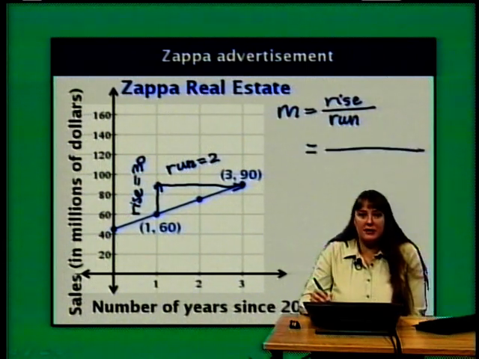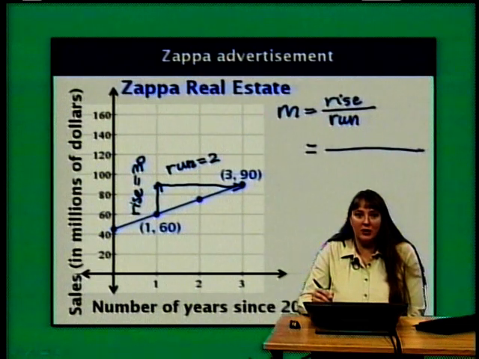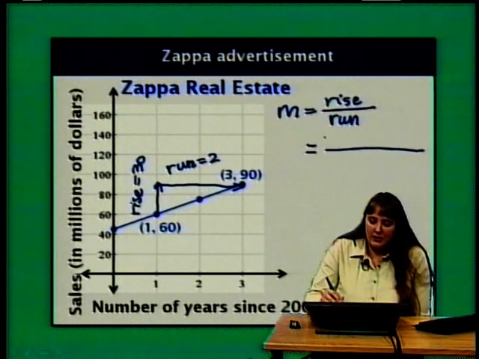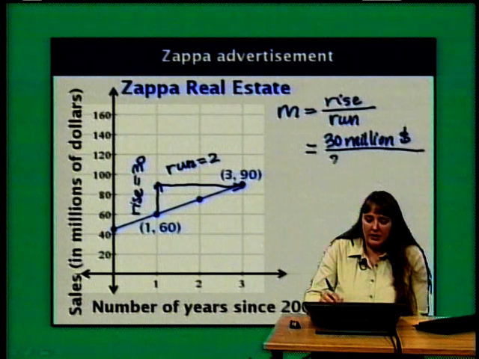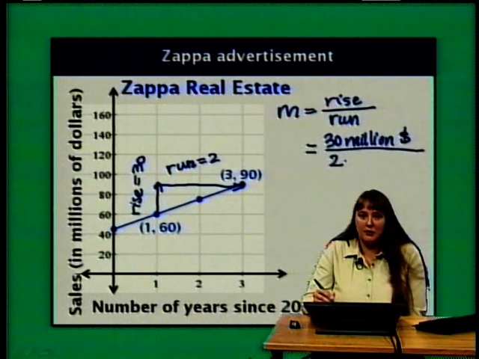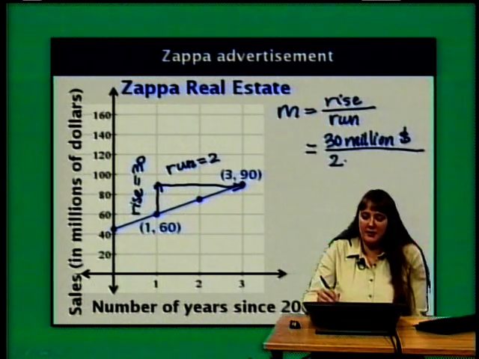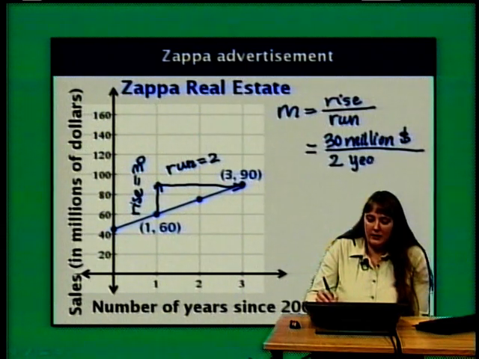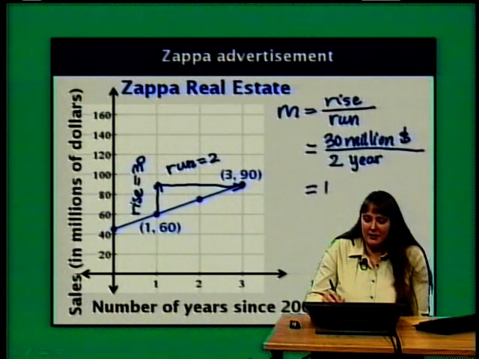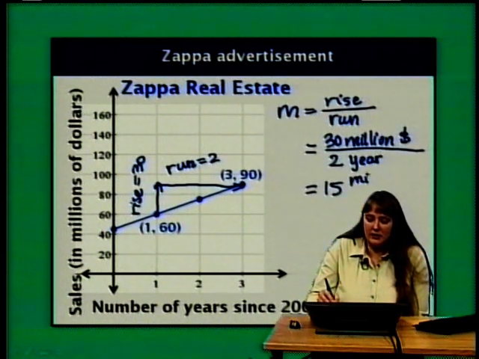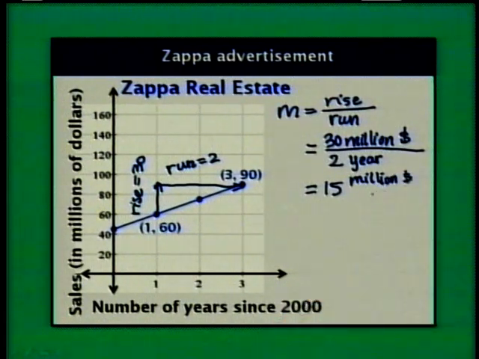my rise of 30 is measured in millions of dollars. I'm looking at the units on the vertical axis. So $30 million. And my run of 2 is measured in years. I'm looking at the horizontal axis, which says number of years since 2000. So the units are years. So I have $30 million over 2 years. 30 divided by 2 is 15. So this is $15 million per year. Zappa's sales are increasing at a rate of $15 million per year.